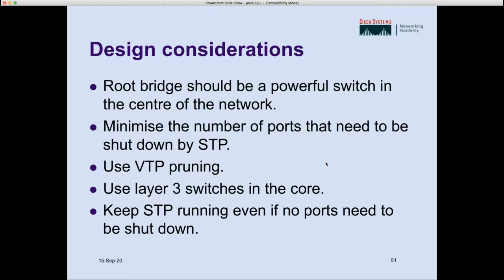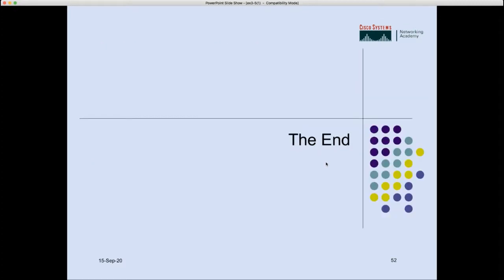I hate that word. It has Ethernet plugs in it, and it has a router on a board, which they call the supervisor module, but it's a router. That's a layer 3 switch. We can run OSPF or something between devices in that. And we should always keep STP running, even if no ports need to be shut down, because you never know when some jack-leg technician is going to go in the wiring closet and create a problem.